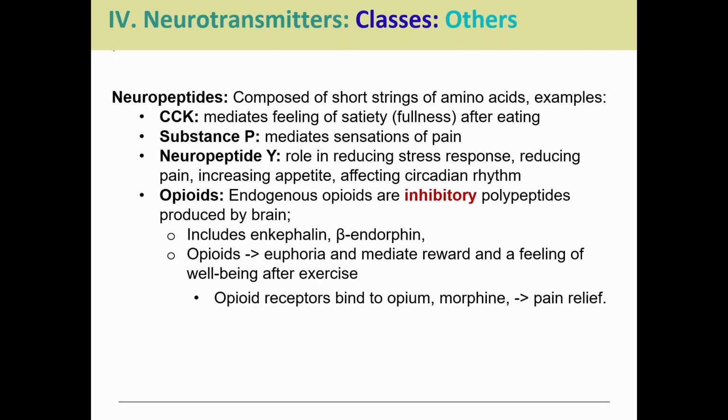We also do use medications that bind to the same receptors that opioids work on. So things like opium and morphine, heroin, those things. Obviously, some of these are more useful than others. Some are very much dangerous recreational drugs, whereas others, like morphine, give pain relief, and if used properly, can be extremely beneficial for a patient. That being said, because they give euphoria and mediate a reward and a feeling of well-being, you can understand how these can easily become abused and or addictive.